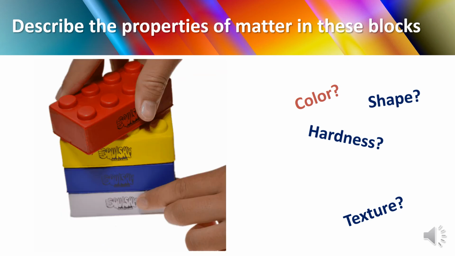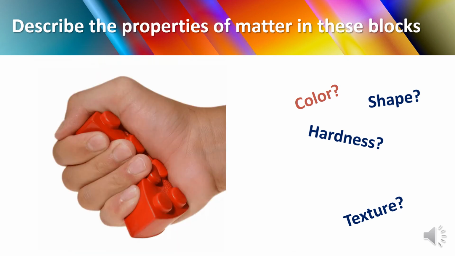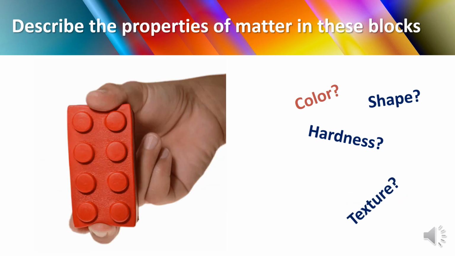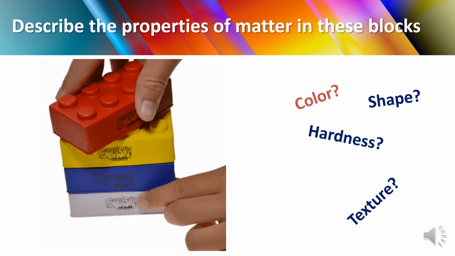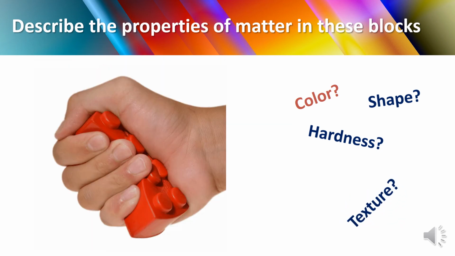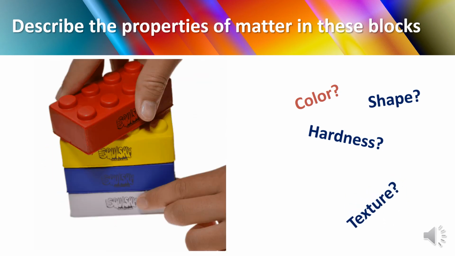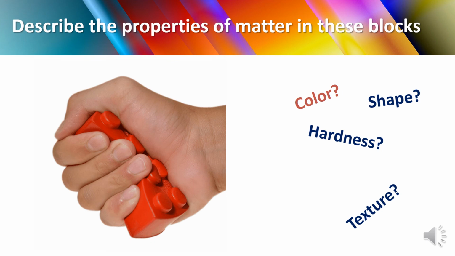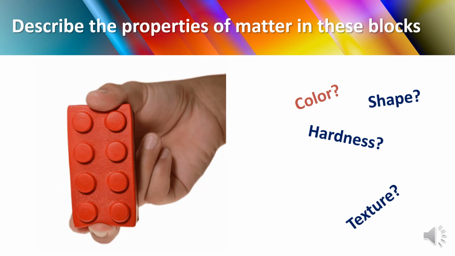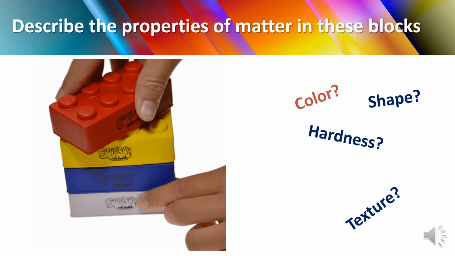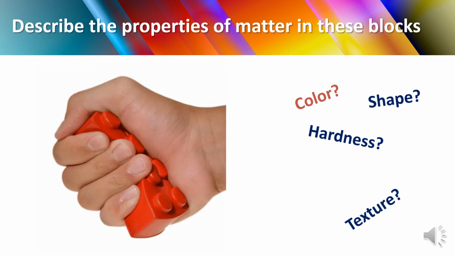Always remember that when you are identifying the properties of matter, ask what color is it? For the hardness, is the object soft or hard? What's the texture? What shape is it? How is the flexibility? Does it bend or not? And what is its size?